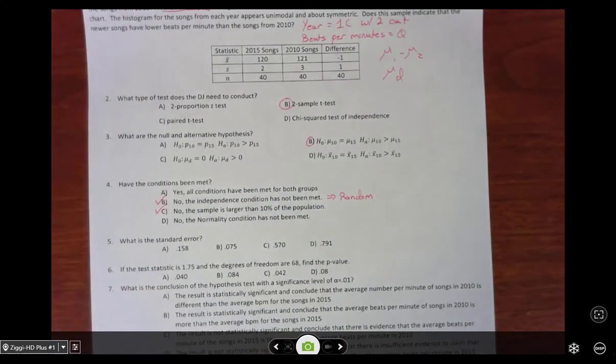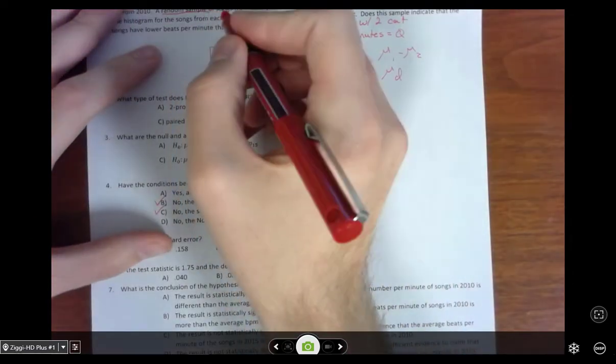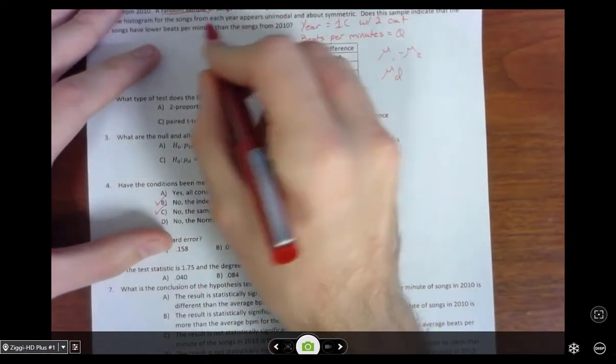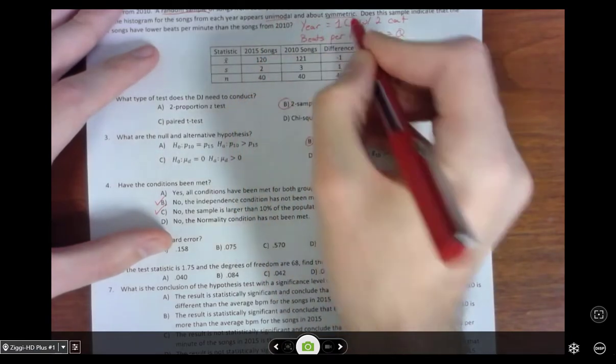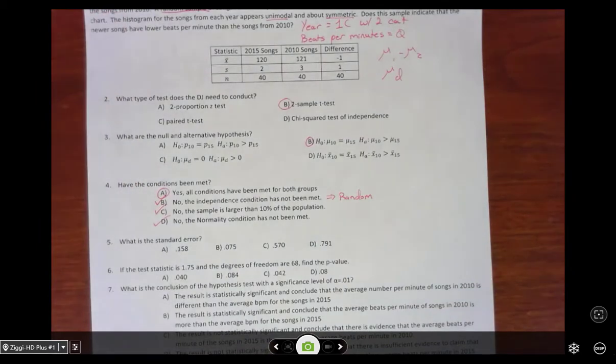And then D says no, the normality condition has not been met. Well, we have a sample size of 40, which is large-ish, but we can see that it says the histogram is unimodal and symmetric. So that condition's been met as well. So then the answer would be A.